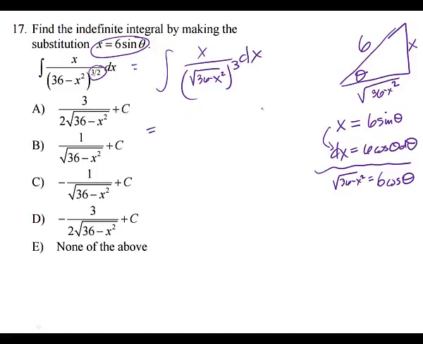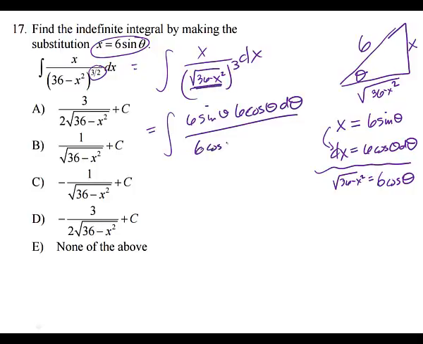Okay, so the x, it says, is 6 sine theta. So I'm going to write 6 sine theta. The dx is 6 cosine theta d theta. The radical is 6 cosine theta, but I'm cubing that. In fact, I'm going to write that all the way out. I'm not going to write it cubed, I'm going to write it 3 times, because I'm going to see things a little bit better. So 6 cosine theta and 6 cosine theta.